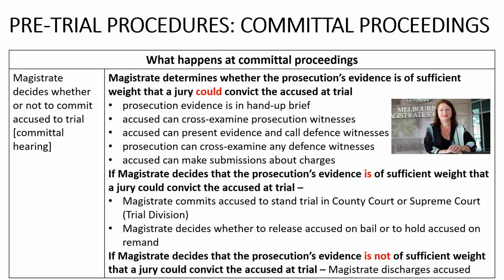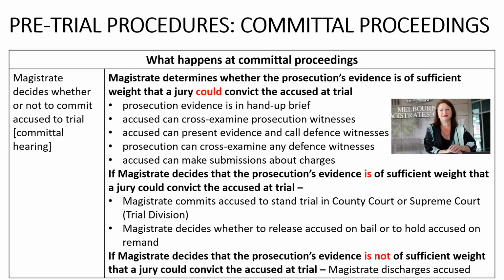The third important thing that happens in the committal proceedings happens during what is called the committal hearing. This is a hearing at which the magistrate determines whether the prosecution's evidence is of sufficient weight that a jury could, not would, but could, convict the accused at trial. In making this decision, the magistrate will take into account the prosecution's evidence, which is contained in a hand-up brief, that is, a compilation of the prosecution's evidence that includes transcripts of police interviews with the accused, prosecution witness statements, and exhibits such as photographs of the crime scene.